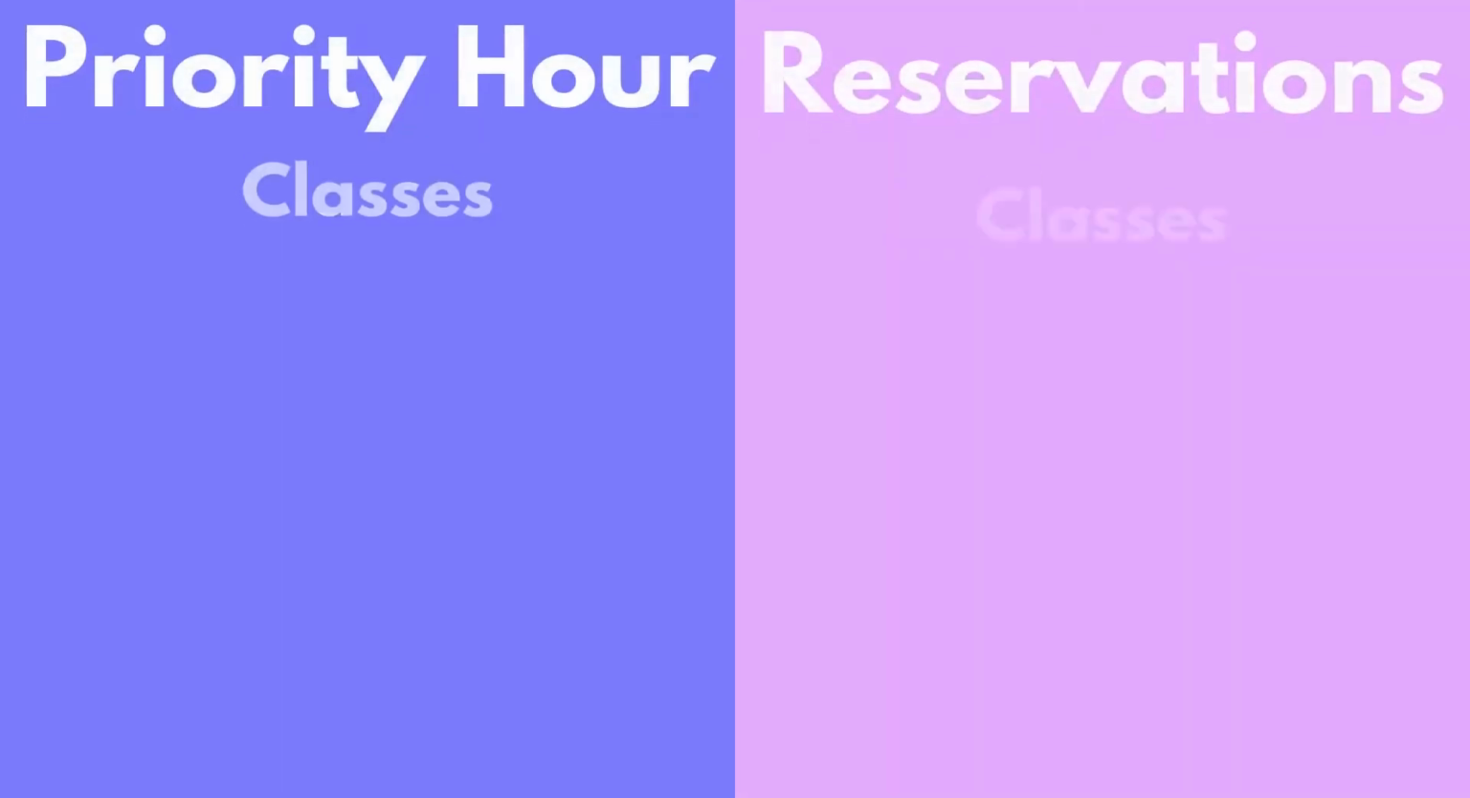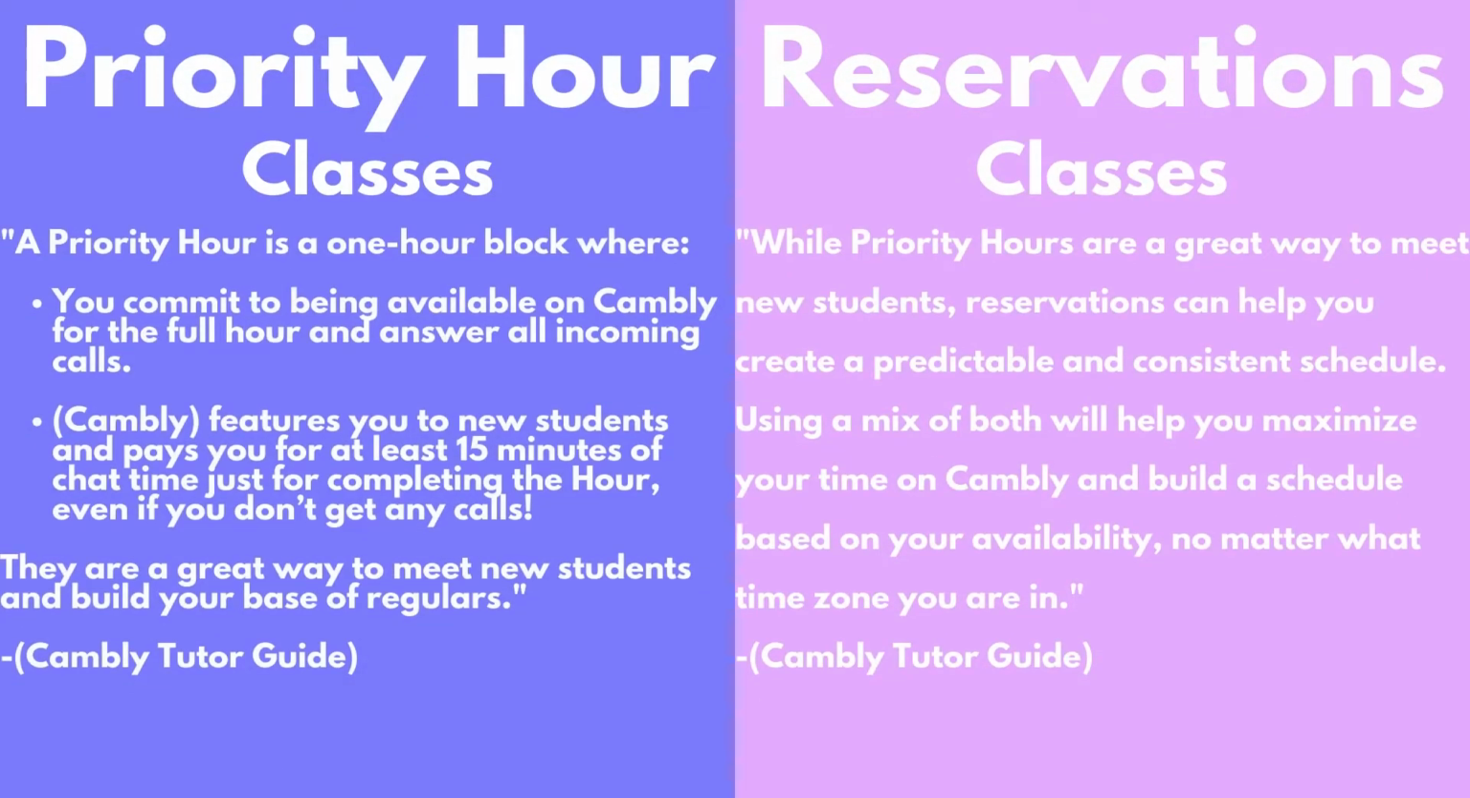First off, there are two different types of classes that you are going to be preparing for: priority hours and reservations. Priority hours is when you're logging on and you're not really sure who is going to be calling you. And reservations is when the student plans to have a class with you at least 6 hours ahead of time. So we're going to talk about how you can prepare for both of those classes.